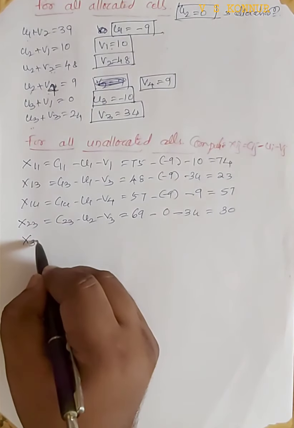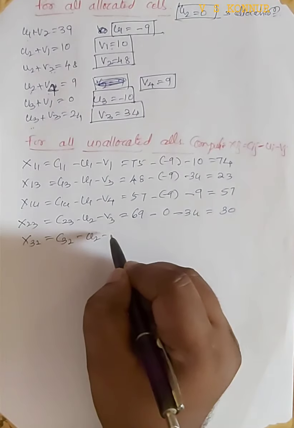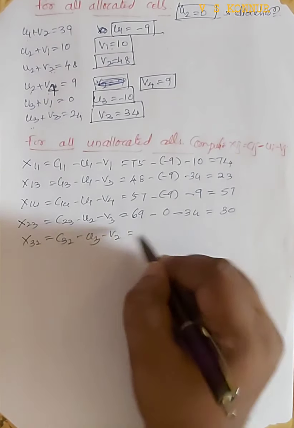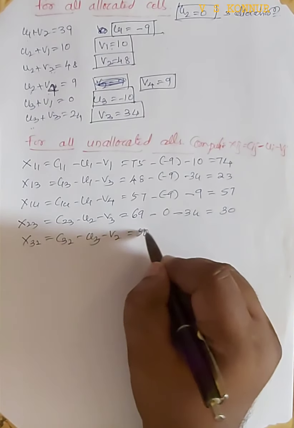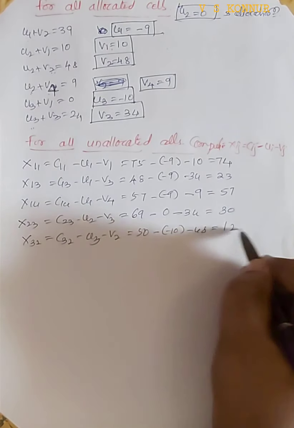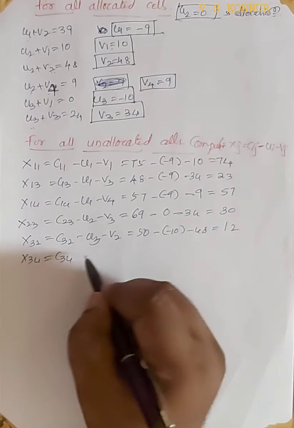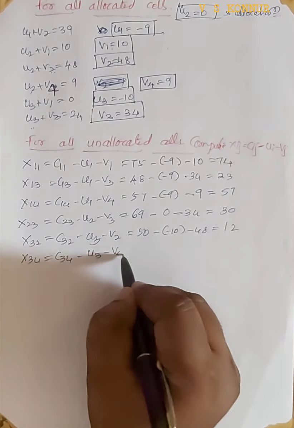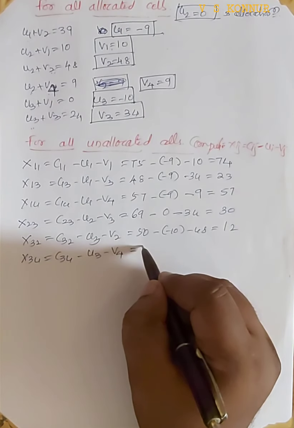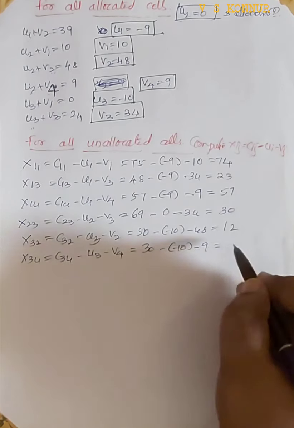Next, x32, that is equal to c32 minus u3 minus v2, so c32 is equal to 50 minus of minus 10 minus 48, it is equal to 12. Next, x34 is equal to c34 minus u3 minus v4, that is equal to 30 minus of minus 10 minus 9, that is equal to 31.